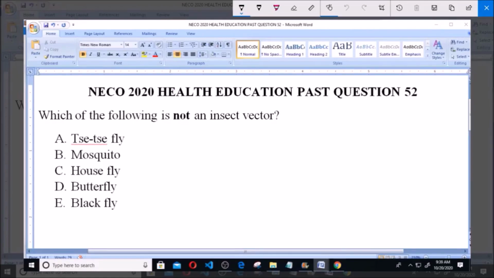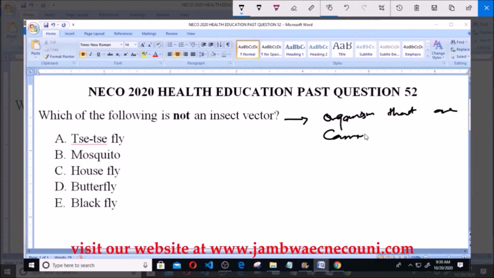Which of the following is not an insect vector? A. Tsetse fly, B. Mosquito, C. Housefly, D. Butterfly, and E. Blackfly. Now, insect vector simply refers to insects or organisms that are carriers of disease-causing organisms.